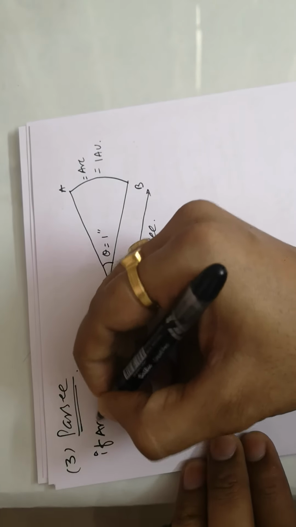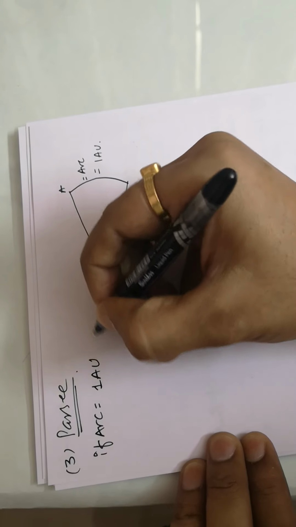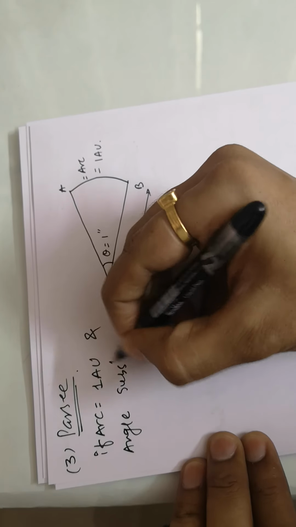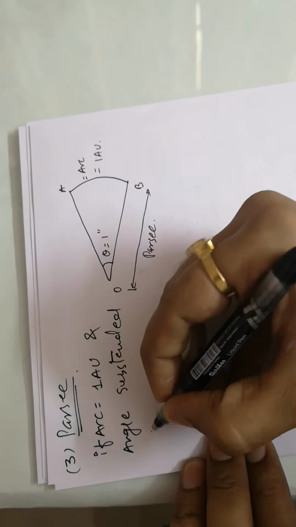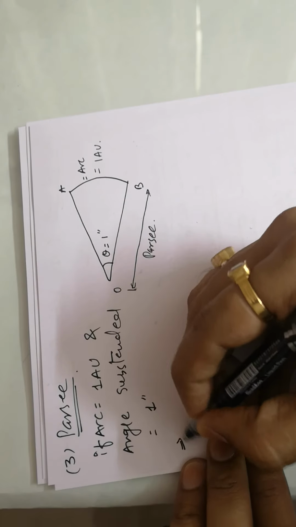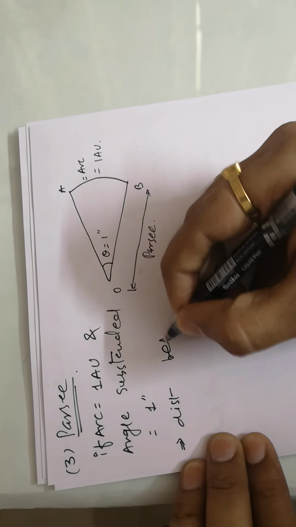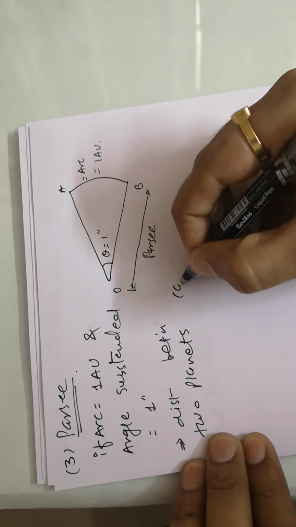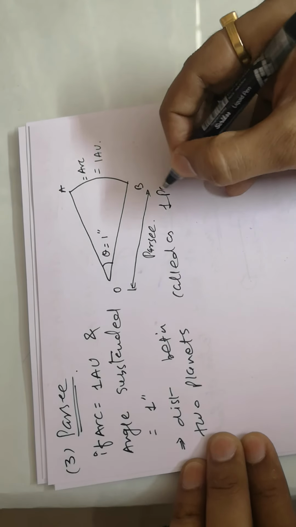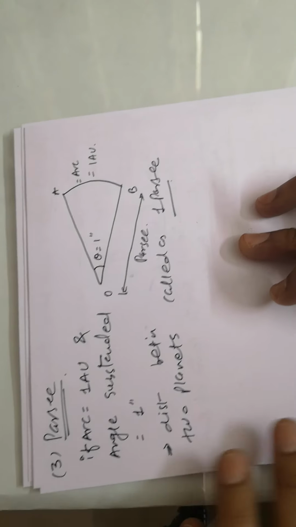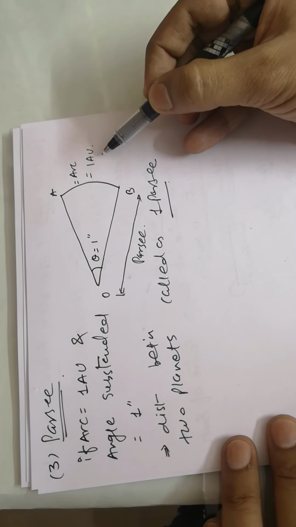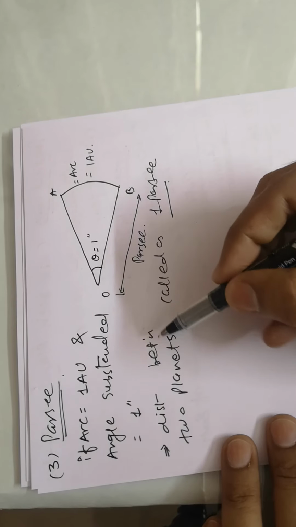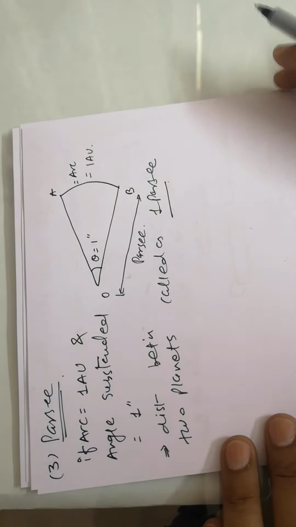Definition: if my arc is 1 astronomical unit and the angle subtended is 1 second, my distance is called 1 parsec. Again, if my arc is 1 astronomical unit and my angle is 1 second, the distance is called 1 parsec.